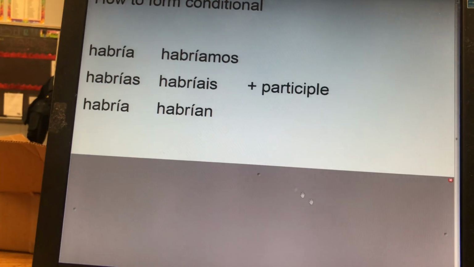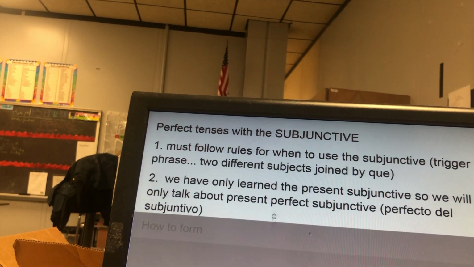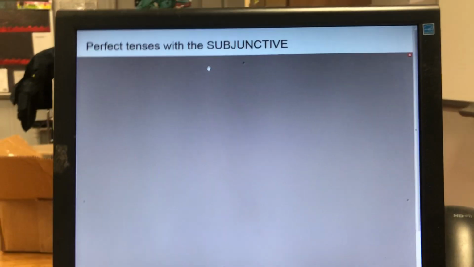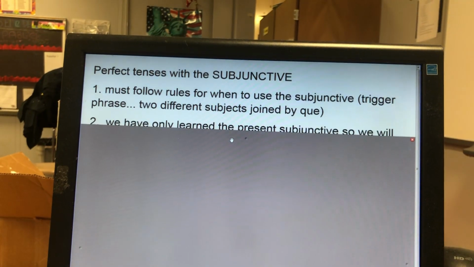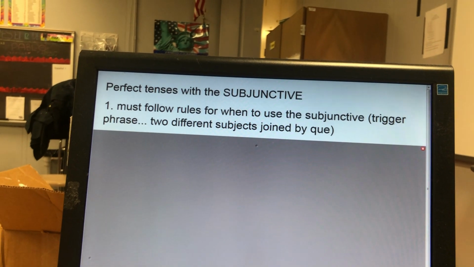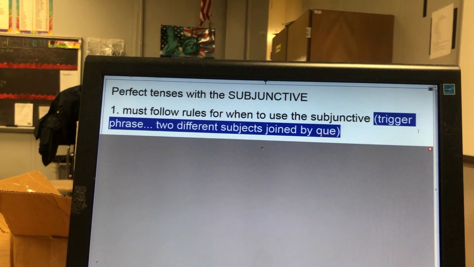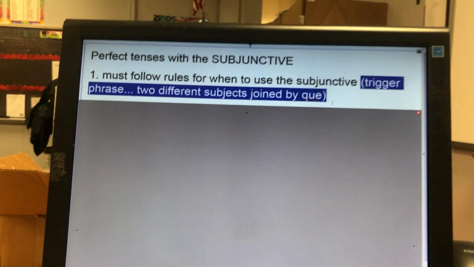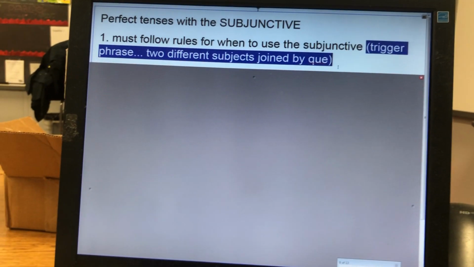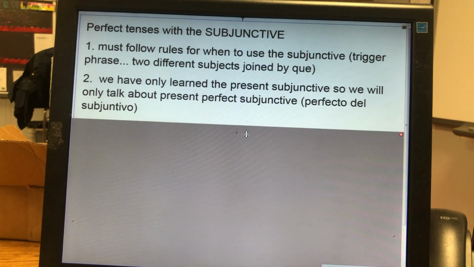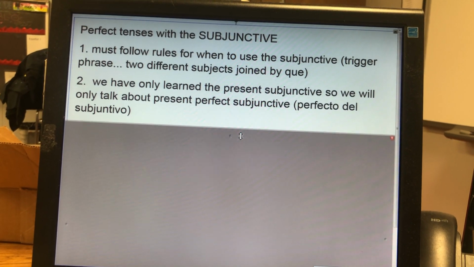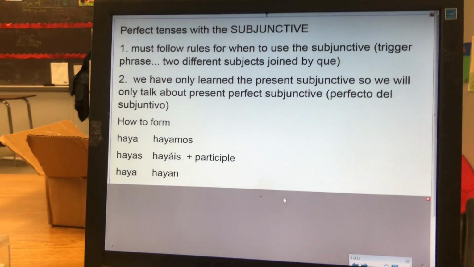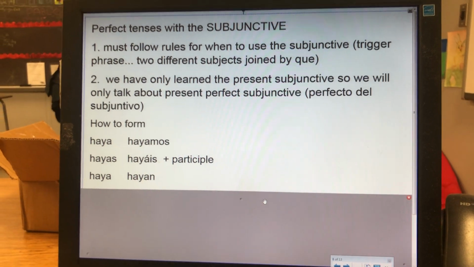This is kind of the most confusing maybe. You can use the perfect tenses with the subjunctive as well, but in order to use it with the subjunctive, all of the subjunctive rules need to have been met. For example, you must have a trigger phrase, 2 different subjects joined by que. If those things aren't met, you're just going to use the present perfect. You don't need to use the present perfect with the subjunctive if you don't have subjunctive trigger words. We have only learned the present subjunctive, so we're not going to talk about the past of it yet. Here's how you form it. You use the subjunctive of haber, haya, hayas, haya, hayamos, hayáis, hayan, with a participle.